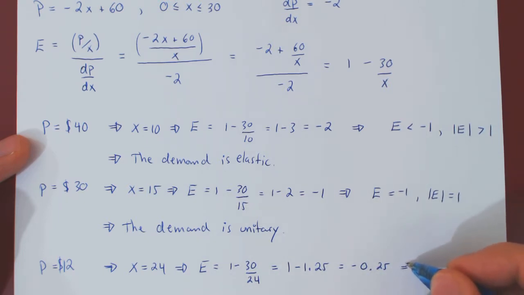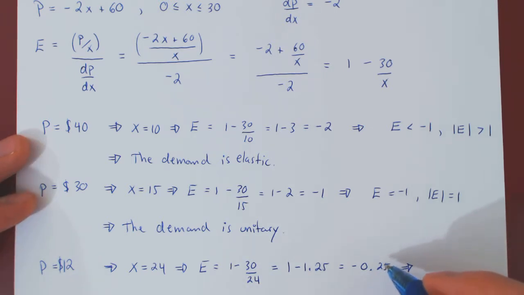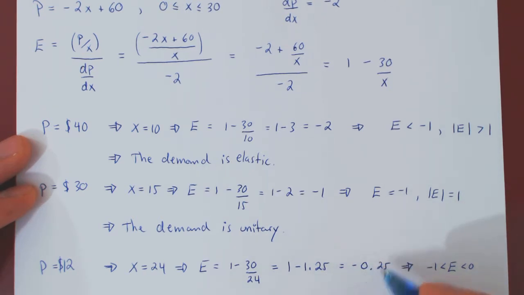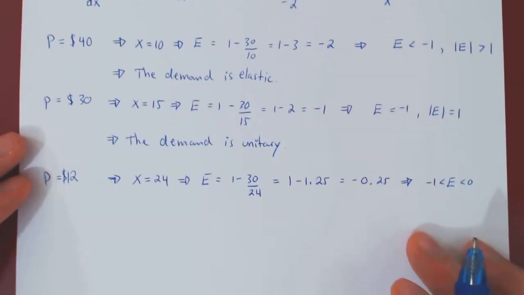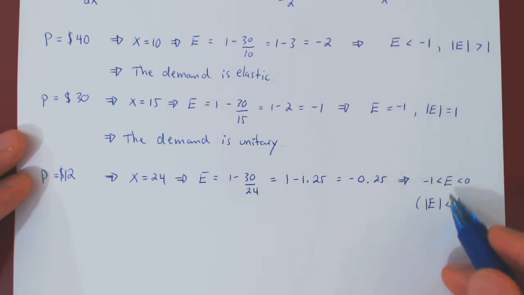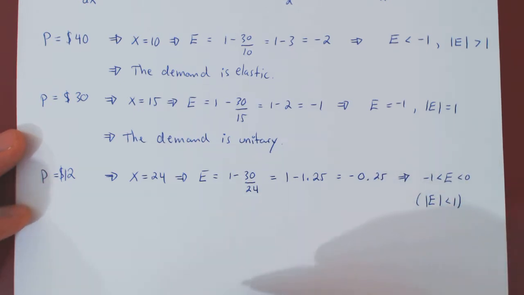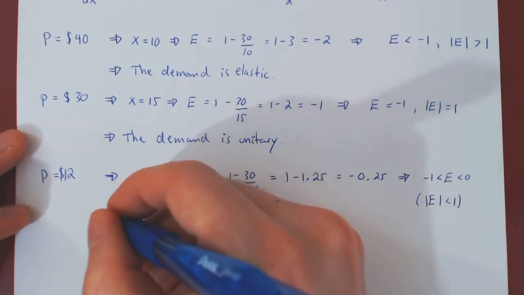So, again, there's two ways to view this. So, either you say that E is between 0 and negative 1, or you say equivalently that in absolute value, E is less than 1. So when in absolute value E is less than 1, which is the case, then the demand is inelastic.